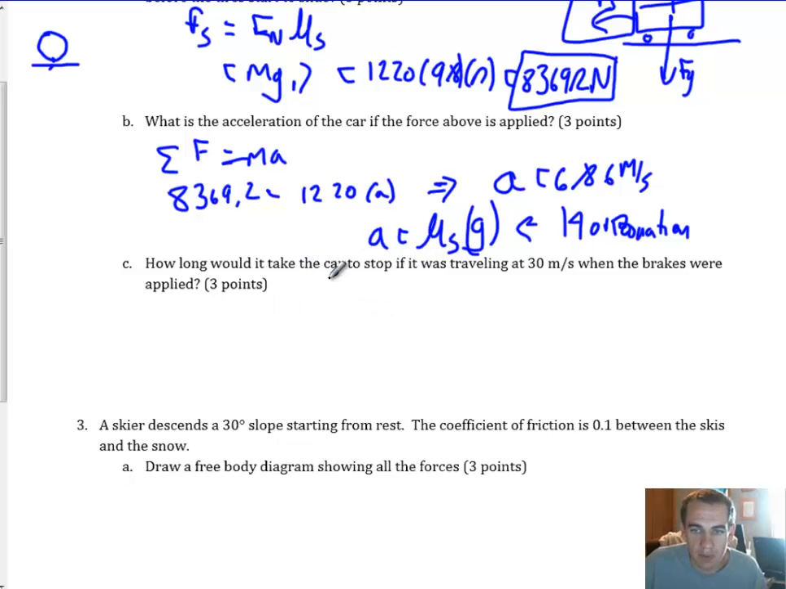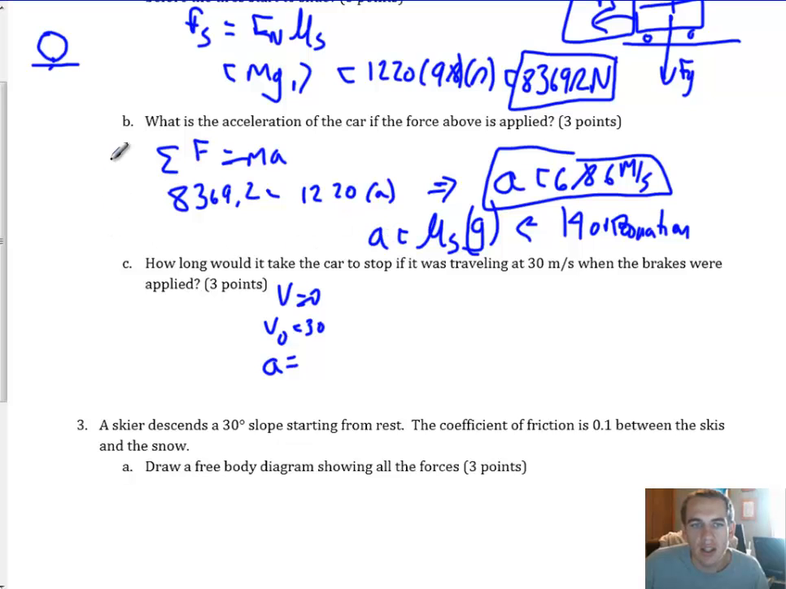How long would it take the car to stop if it was traveling at 30 meters per second when the brakes were applied? So final velocity, it's going to stop. Initial velocity is 30 meters per second. Acceleration is what I want to know. Nope, acceleration is what I just calculated. 6.86.